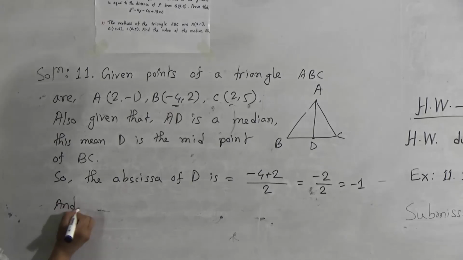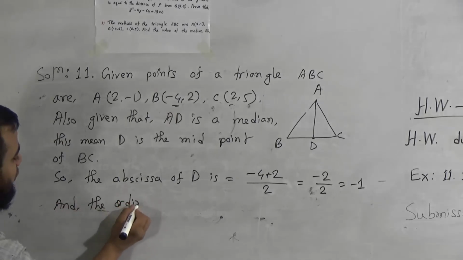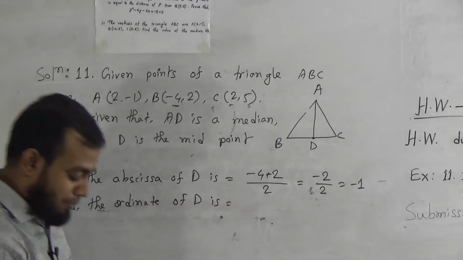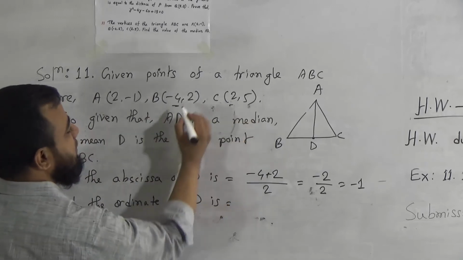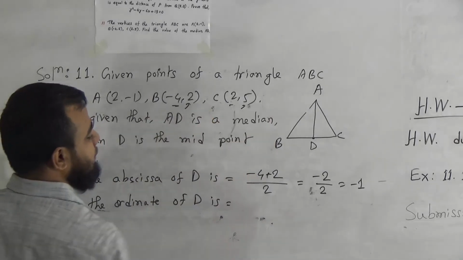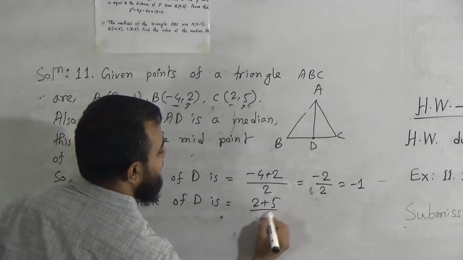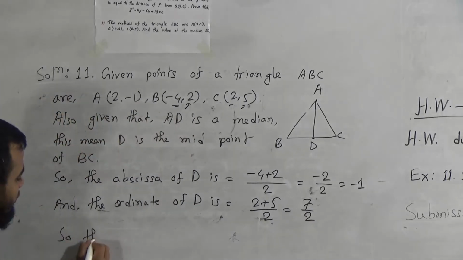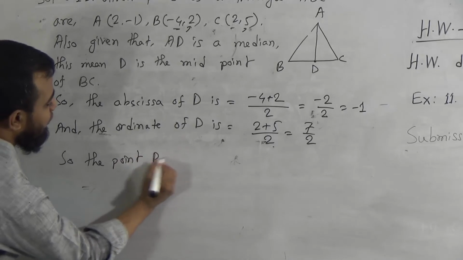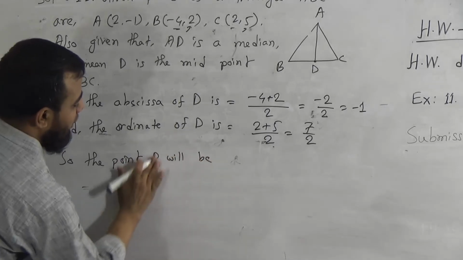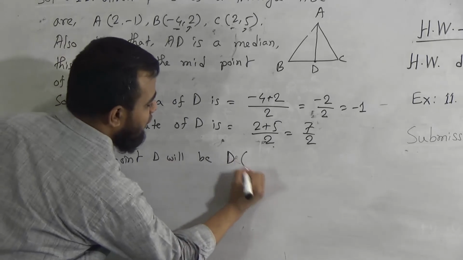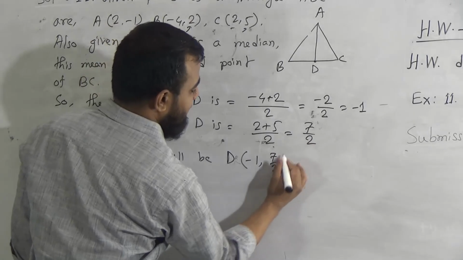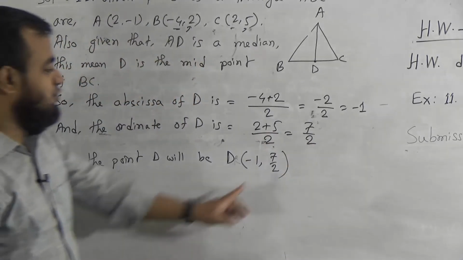And the ordinate of D is the mean of the ordinates of B and C. B's ordinate is 2, C's ordinate is 5. So it will be (2 + 5) divided by 2, that means 7 by 2. So the point D will be: abscissa -1, ordinate 7 by 2. The value of D's point is (-1, 7/2).